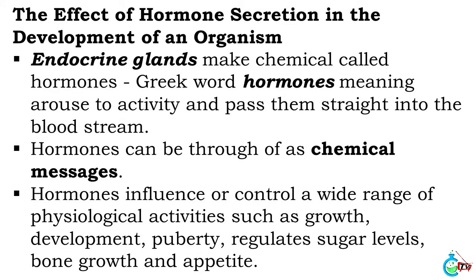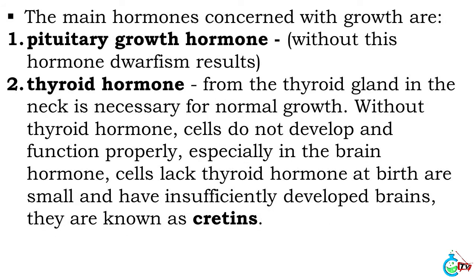The effect of hormone secretion in the development of an organism. Endocrine glands make chemicals called hormones, from the Greek word meaning to arouse to activity, and pass them straight into the bloodstream. Hormones can be thought of as chemical messages. Hormones influence or control a wide range of physiological activities such as growth, development, puberty, regulation of sugar levels, bone growth, and appetite. The main hormones concerned with growth are: 1. Pituitary growth hormone.